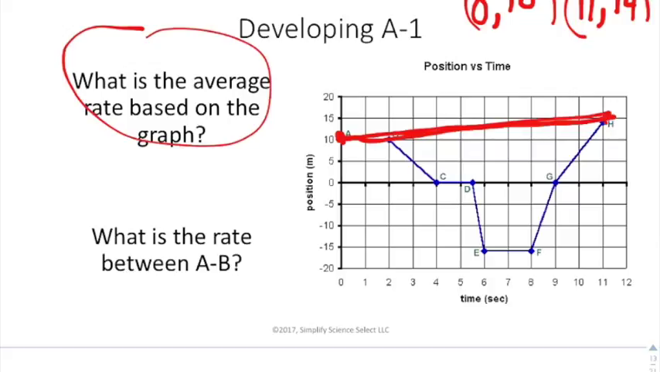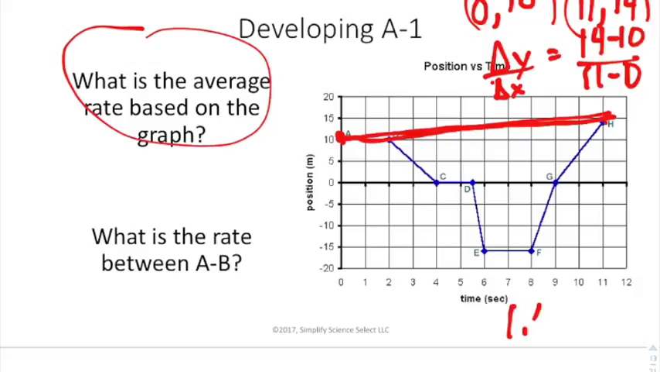So in order to find the slope, remember you do the change in y over the change in x, and you would say 14 minus 10 divided by 11 minus 0. And you'd say 4 divided by 11, and you're going to get an answer somewhere around, we'll just call it 1.3. So the slope of this line is going to be 1.3, which is a relatively small value. At no point is this object necessarily going 1.3. That's the average over the whole trip. Now it says, what is the rate between A and B?